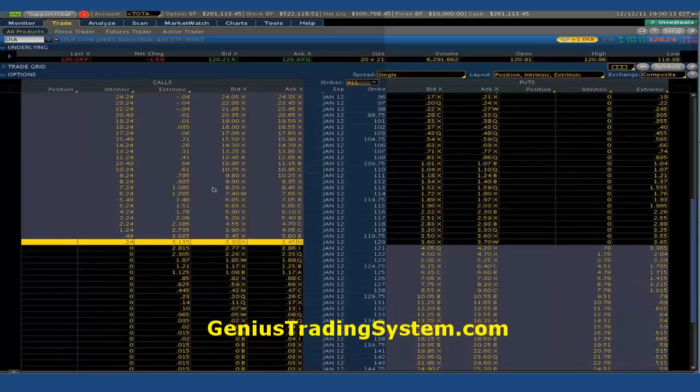You'll find the most extrinsic value, or what's commonly called time value, at the money strike prices. In this case, the 120 strike price, because the ETF is at 120.24, has the largest amount of time value. In fact, on the call side, the 120 strike has $3.135 of extrinsic or time value in this option. It only has an intrinsic value of just 24 cents.